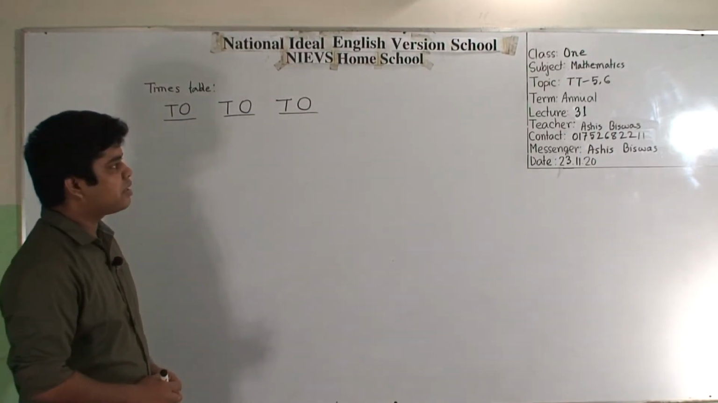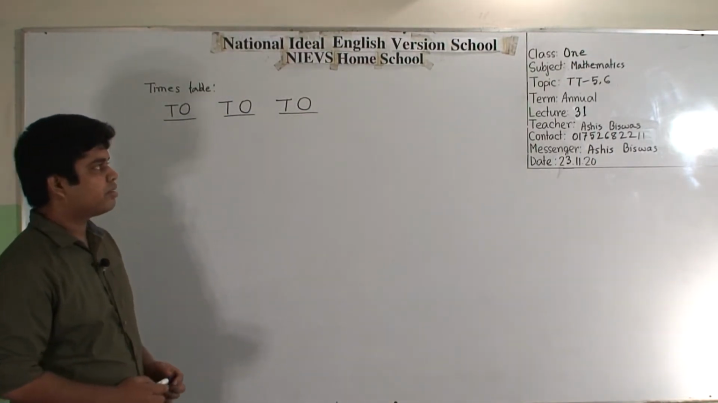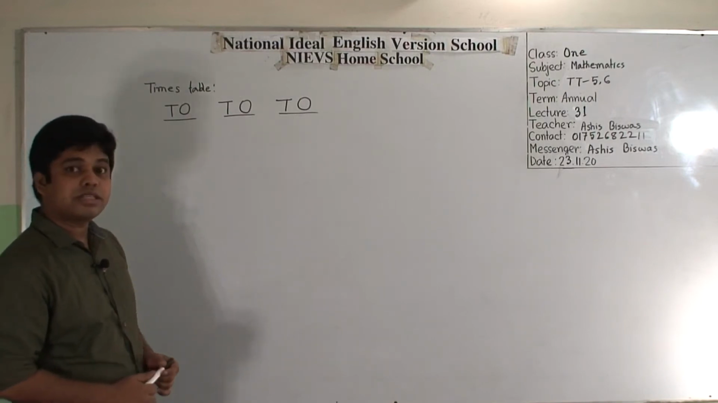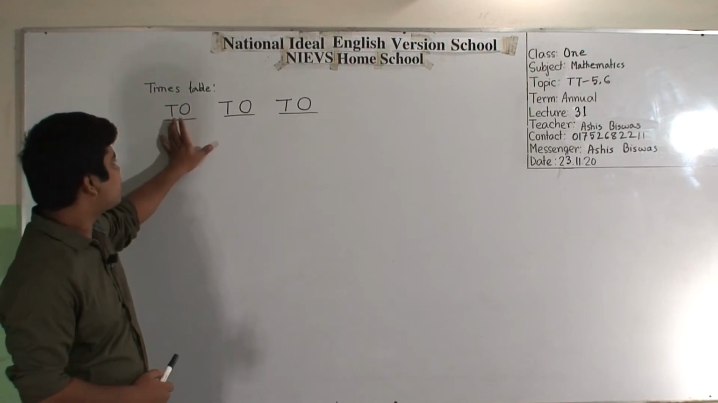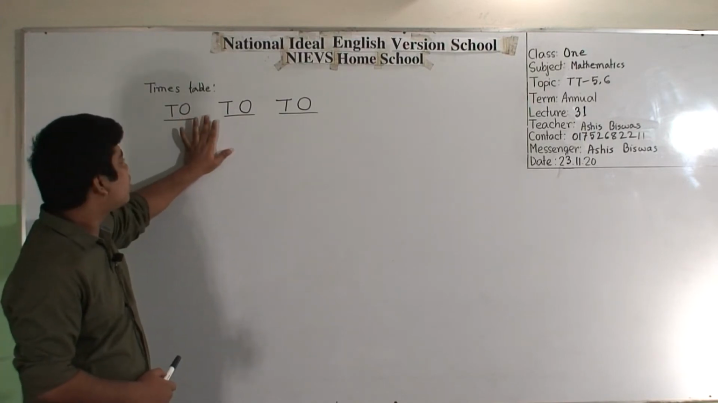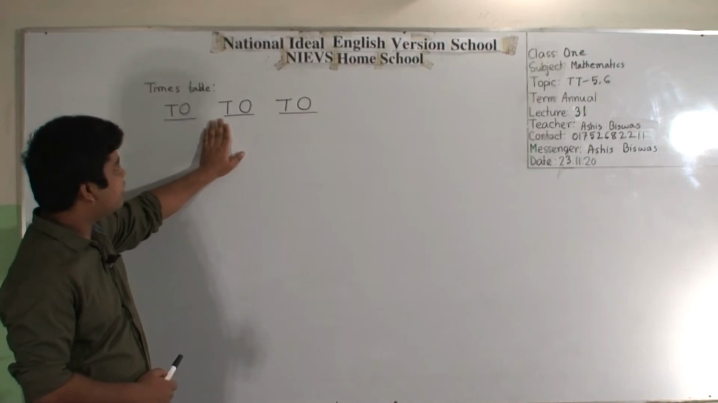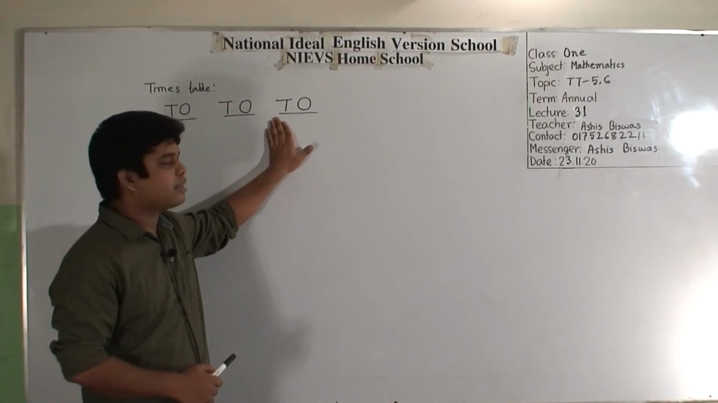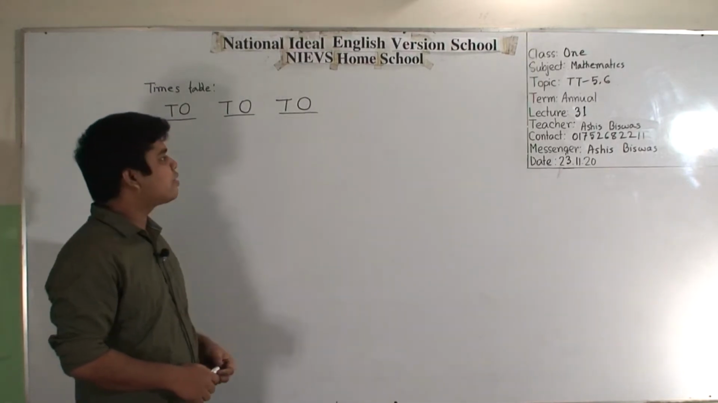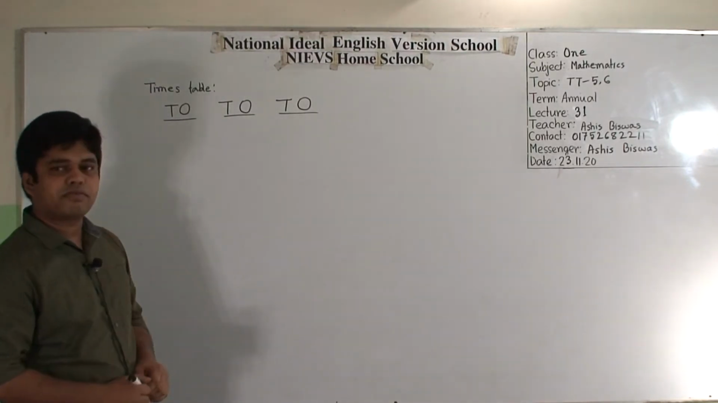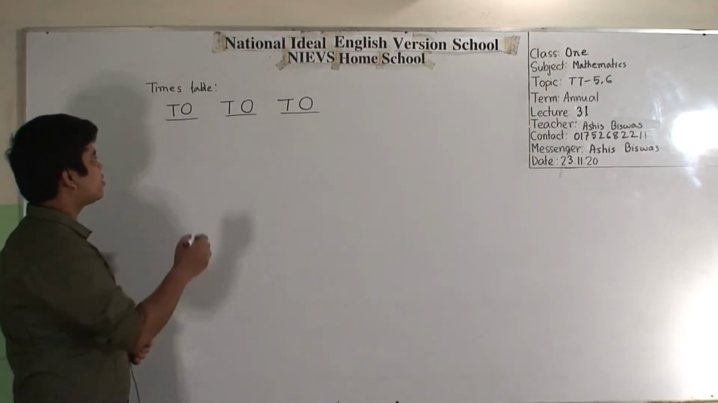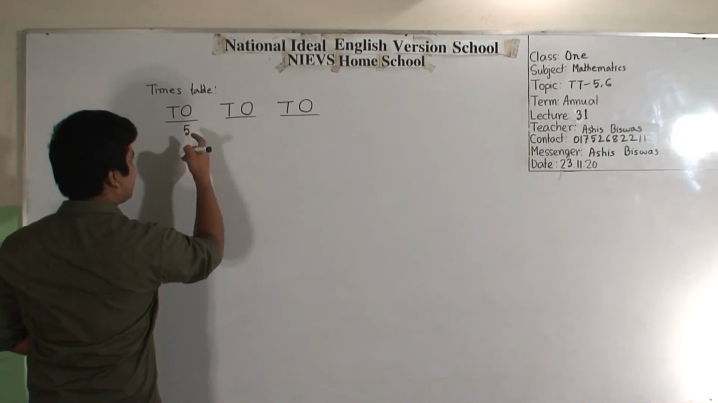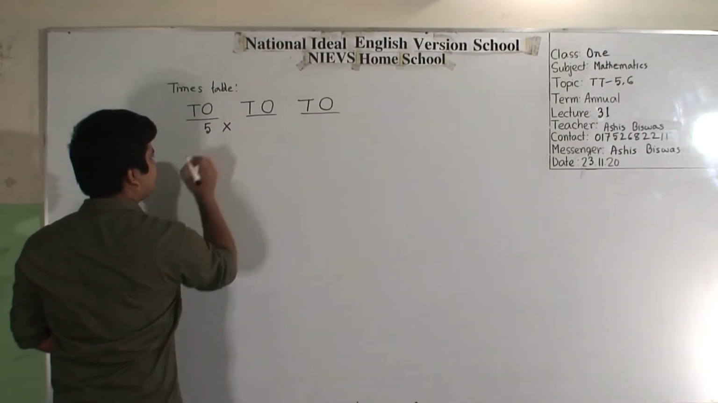My dear students, in order to write times table 5 and 6, we need to maintain T and O, that means tens position and ones position, then one box empty. After that you again write T and O, then again you keep one box empty and then write T and O. So at first we write times table 5 and it is very important. So notice 5, and in this empty box you write the multiply sign.